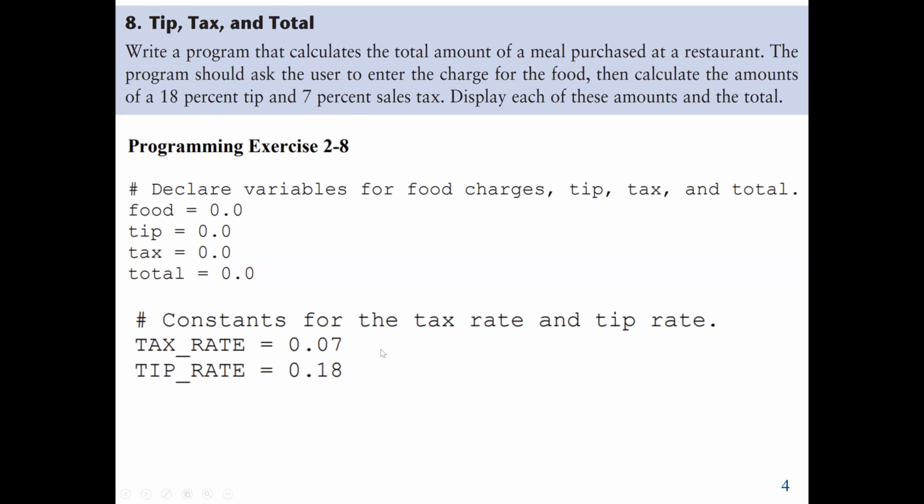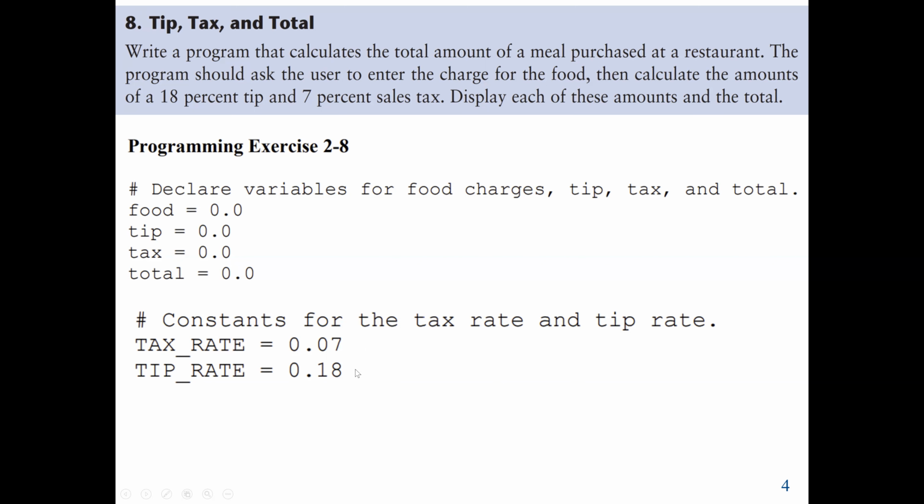Now we know the tax rate is 7%, so we can have a constant variable and convert it to 0.07. The tip rate also is 18%, so it's the same as 0.18. So now we have our variables. We have our constant variables also.